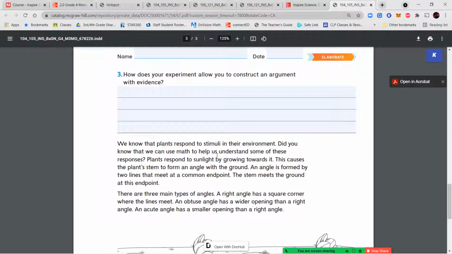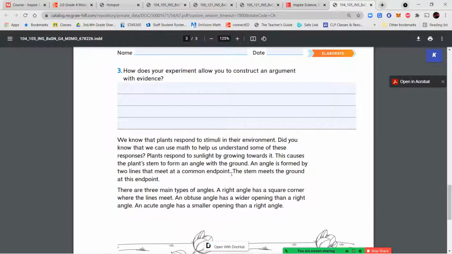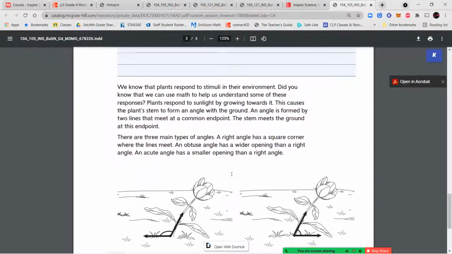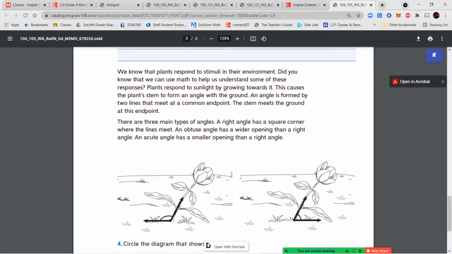Now, we know that plants respond to stimuli in their environment. Those are the tropisms. Did you know that you can use math to help understand some of these responses? Plants respond to sunlight by growing towards it. This causes the plant stem to form an angle with the ground. An angle is formed by 2 lines that meet at a common endpoint. The stem meets the ground at this endpoint.